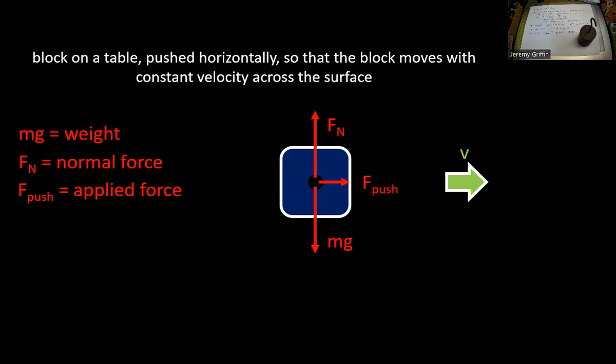Missing friction. You guys are right. I do have to have friction because of this bit right here. See where it says constant velocity? Okay, guys, constant velocity. What's the acceleration equal to? Zero, right? If there's zero acceleration, there's zero net force. So I put the last one you guys need right there, the friction force.